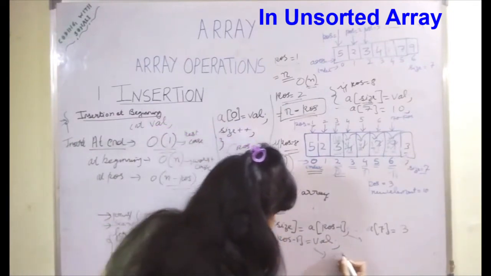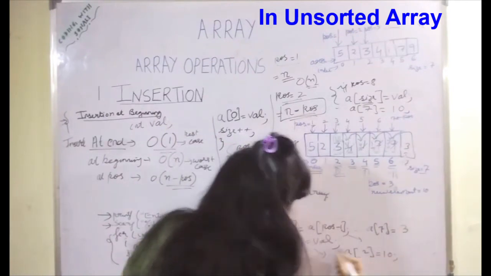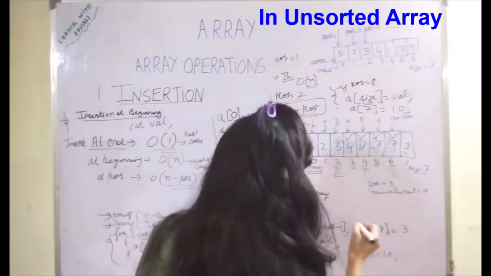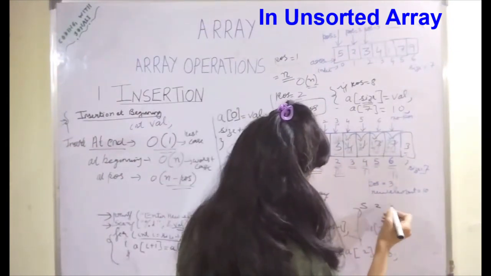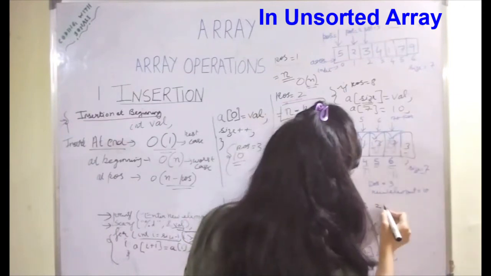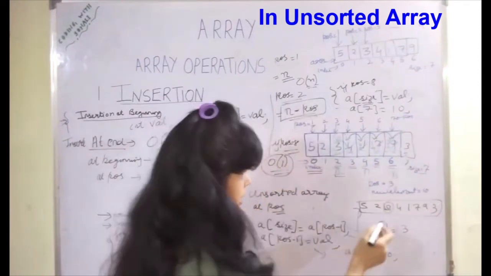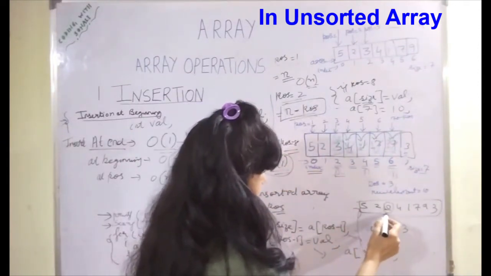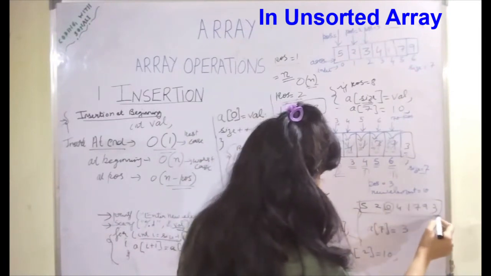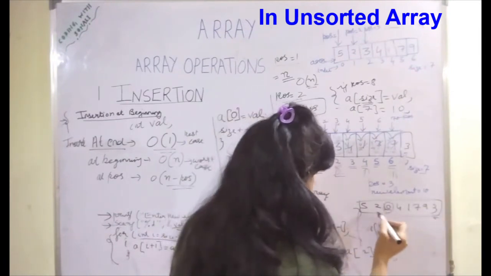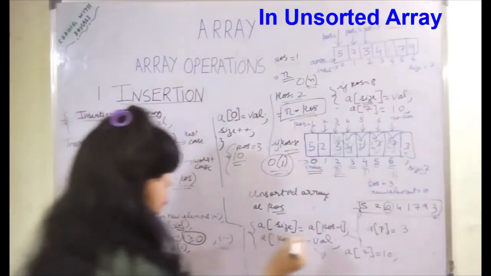That means here what will happen? A of 2 is equal to 10. That means what order will we get here? In case of an unsorted array, we are inserting 10 in the same position, that is position 3 and index 2, and the element which was present here we have shifted to the last index. So in that case, if it is an unsorted array, you don't have to do all these types of shiftings. So this is the best case.